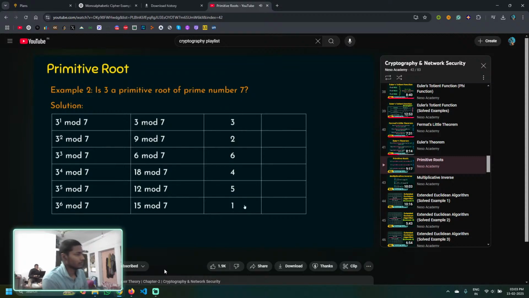Are the results distinct? In other words, are the values uniformly distributed? In simple words, are you getting values exactly once? Yes, 3, 2, 6, 4, 5, 1 are appearing only once, or uniformly distributed, or they are distinct. So the answer for this question is yes, 3 is a primitive root of number 7. Let's see the last example.